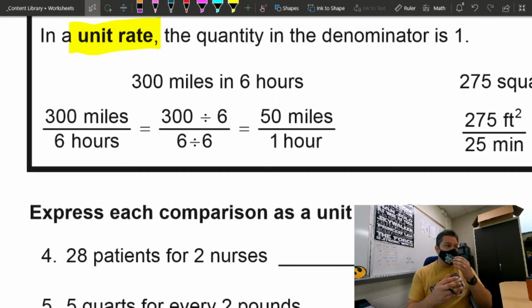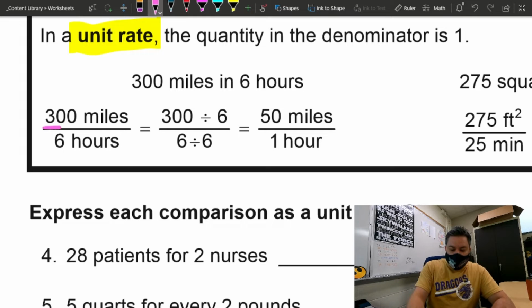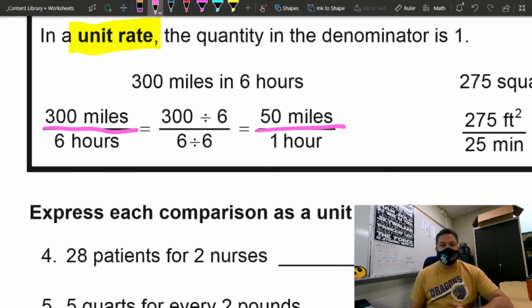So if you put on Google Maps a city that is 300 miles away, it's going to estimate that you're going to get there in 6 hours. So a unit rate will be how fast you have to drive to get there in 6 hours, or the miles per hour. For example, you just put 300 miles over 6 hours. Both are divisible by 6, so we simplify and get 50 miles per 1 hour. So you're driving 50 miles an hour.